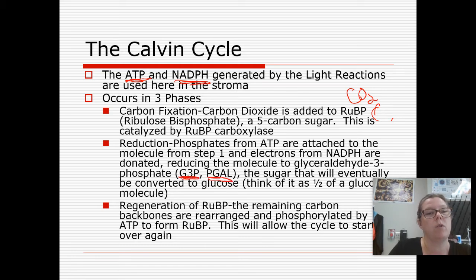This is also sometimes referred to as PGAL. More modernly, it's G3P. I think PGAL is the old name. But this is a sugar molecule that will eventually be converted to glucose. So think of it as a half sugar. So every time you turn the Calvin cycle around twice, you get 2 half sugars that can be bonded together to make a glucose. And then the third step is going to be where we actually regenerate the RuBP, which is the first molecule that we start with. RuBP is ribulose bisphosphate. And RuBP is our starting molecule, so we're going to regenerate it at the end and allow that cycle to start over.